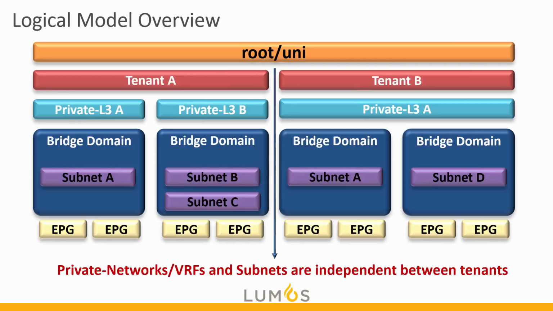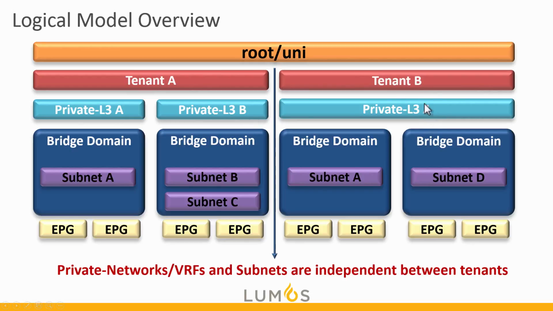So taking a look at the logical model overview. Here we see that at the top we have the root or universe, uni. And then we have multiple tenants, tenant A and tenant B. Now tenant A has two VRFs, VRF A and B, and tenant B has one VRF A.